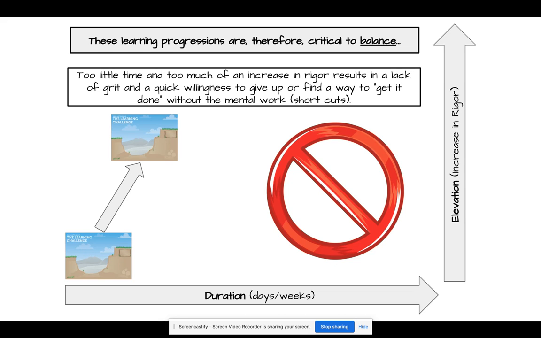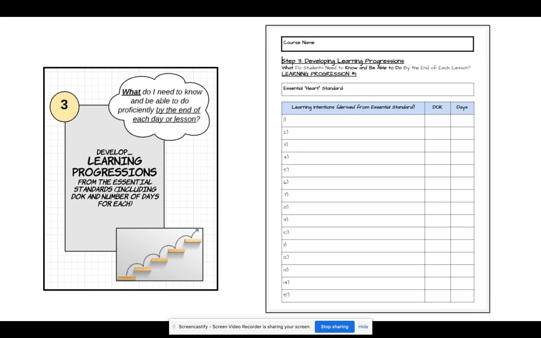Or instead of giving up, they'll be like, oh, Johnny's the smart one. He's figured it out. I'm going to go get what he's done, and then I'll turn that in. That's another thing to avoid. So we need to be balanced in how we do that.